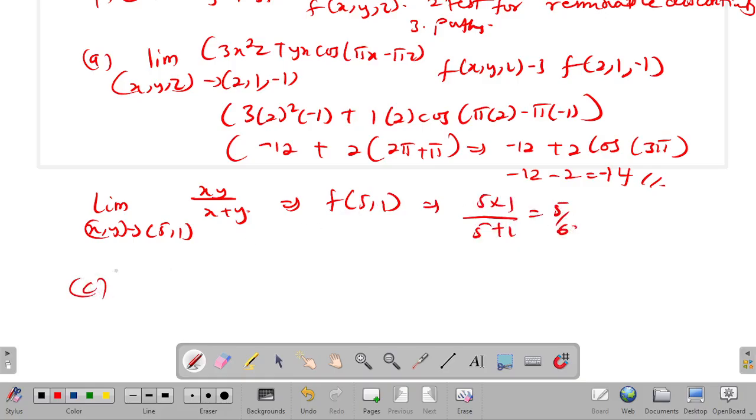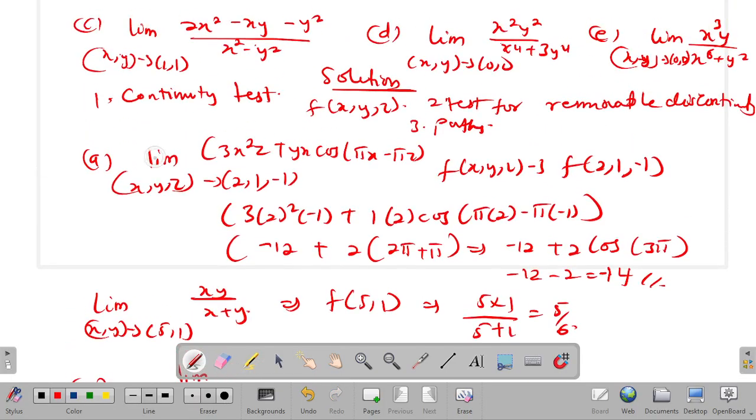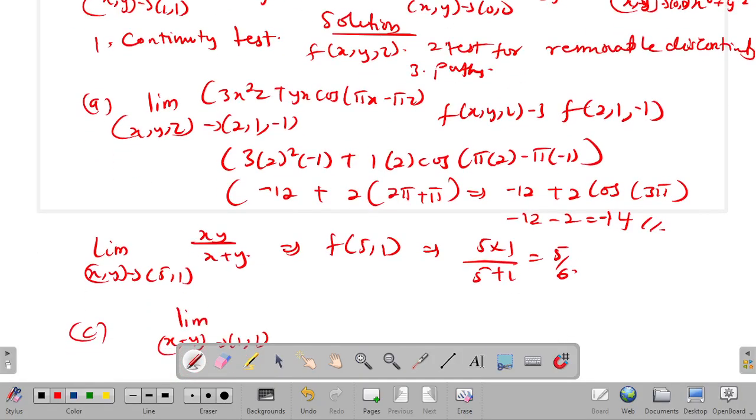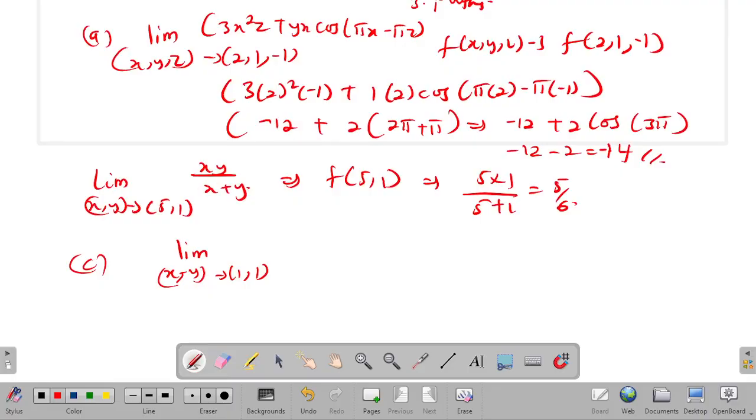Let's move to the third one, and that is the limit as x, y approaches 1, comma 1 of the expression 2x squared minus xy minus y squared all over x squared minus y squared. Let me show you here.